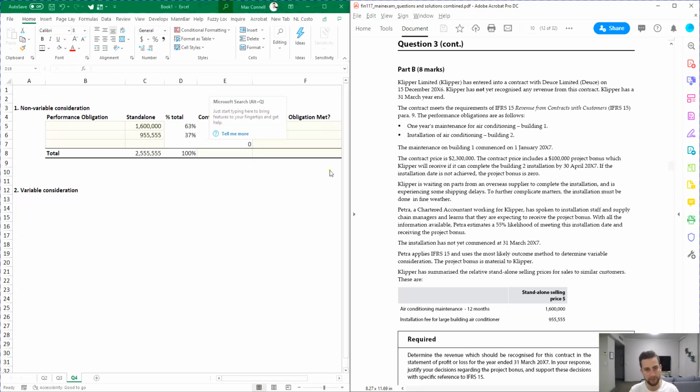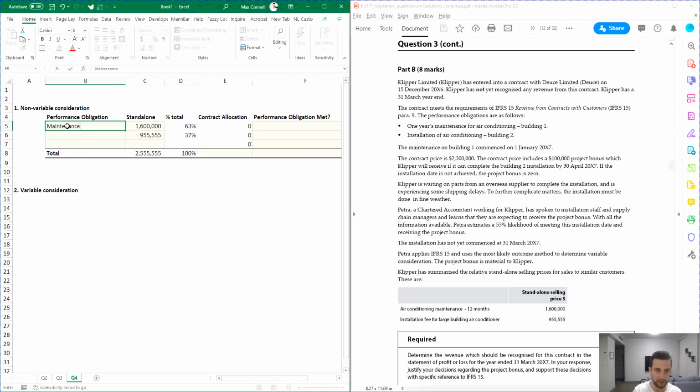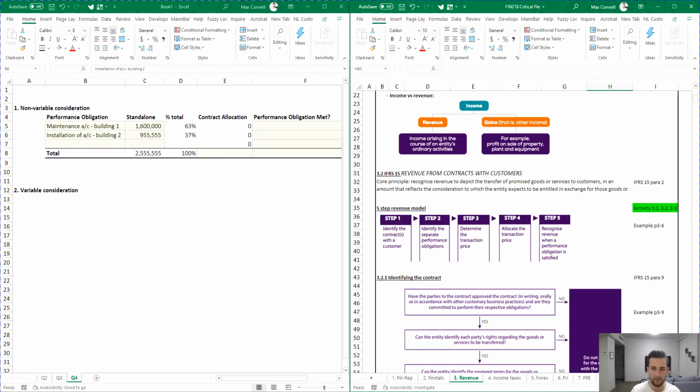So let's start off with the performance obligations of the non-variable consideration. This is quite straightforward. They're doing 2 services here. The performance obligations are, number 1, maintenance of the AC in building 1, and number 2, installation of aircon in building 2.